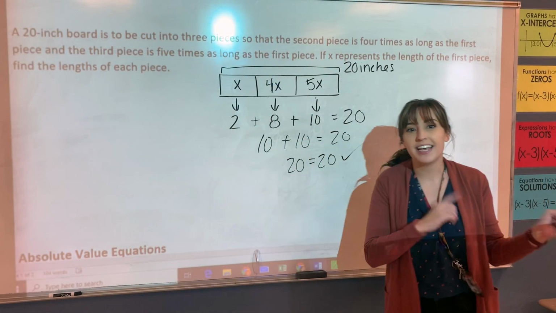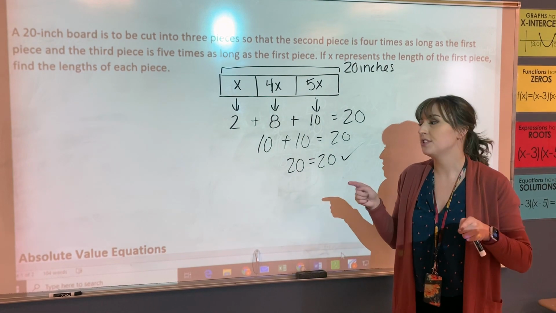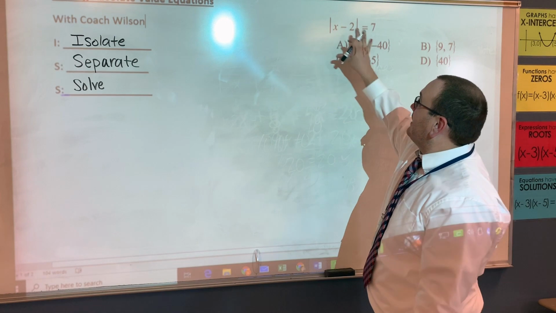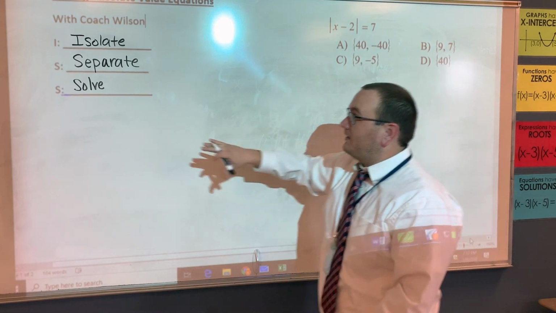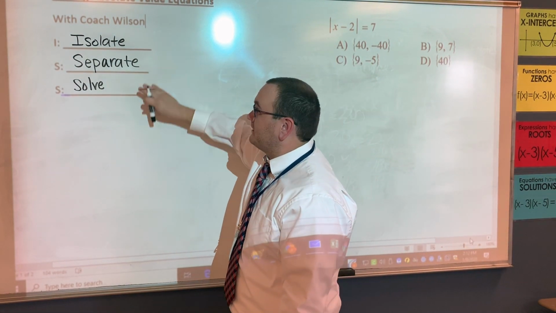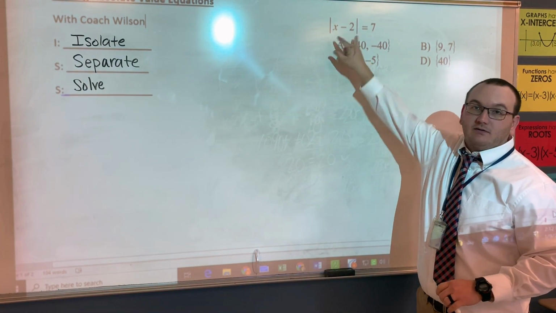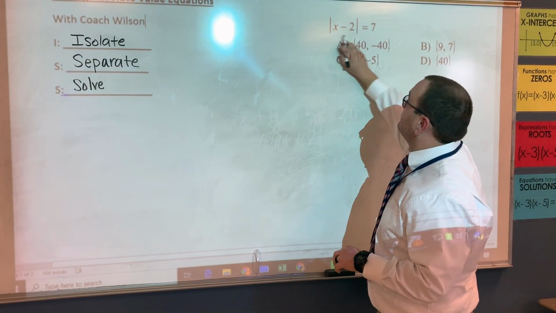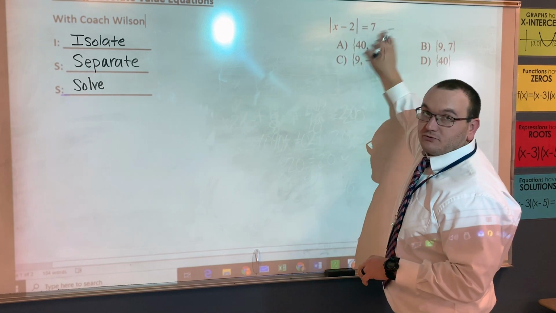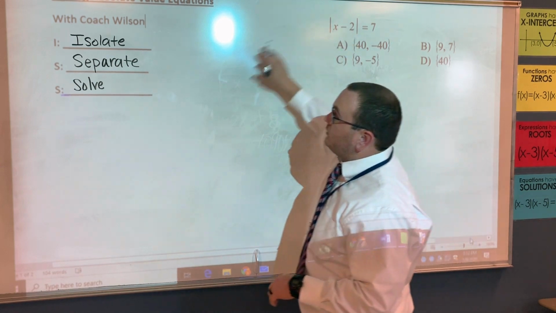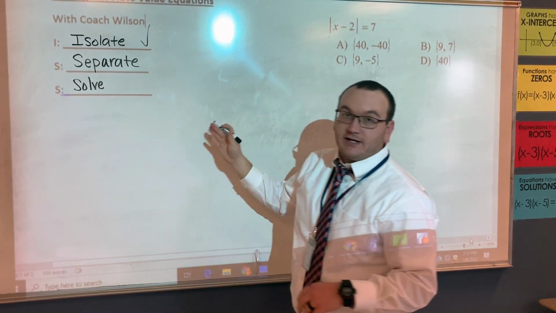Thanks for coming. Now I'm going to take it to Coach Wilson to introduce you to how to solve absolute value equations. So here we have an absolute value equation, and as you've already heard, it's isolate, separate, and solve. So that's the ISS method. This right here is already isolated. The absolute value is by itself. There's nothing we need to add or subtract, nothing we need to multiply or divide. So we can move on. This part is done. We can check that off.